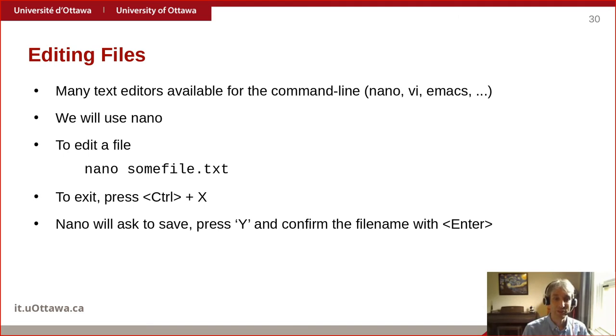It doesn't have to be an existing file. If the file doesn't exist yet, it will just create a new file for you. Then you can type your stuff, like in a normal text editor. And then to exit, you press Ctrl X for exit, and then it will ask you if you want to save, so you can press Y. And then you can confirm the file name.